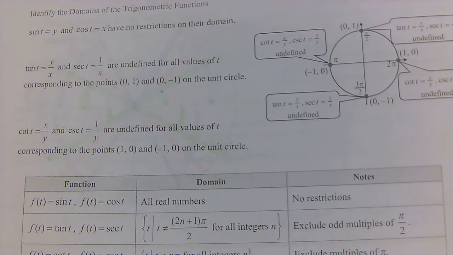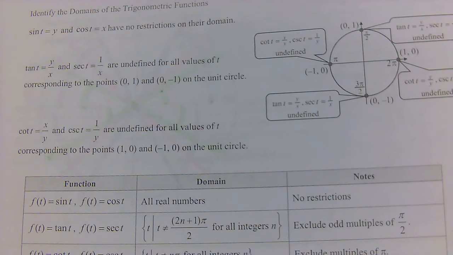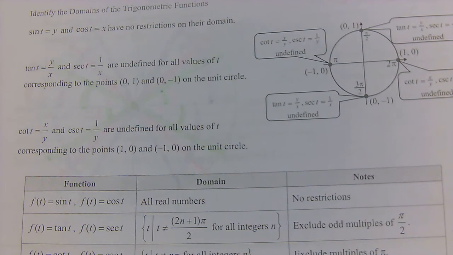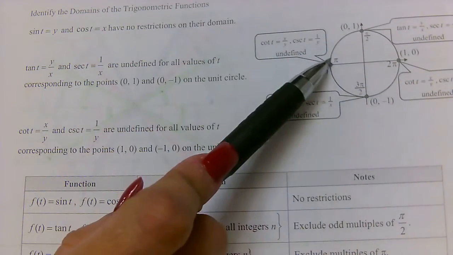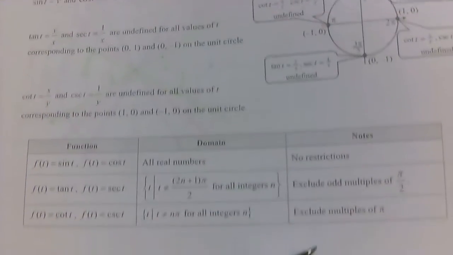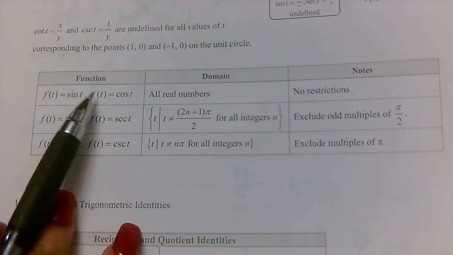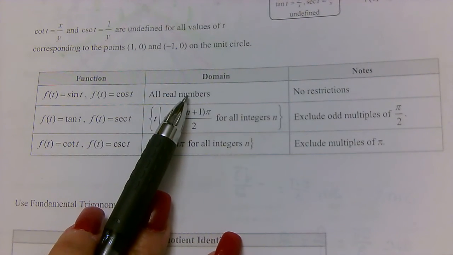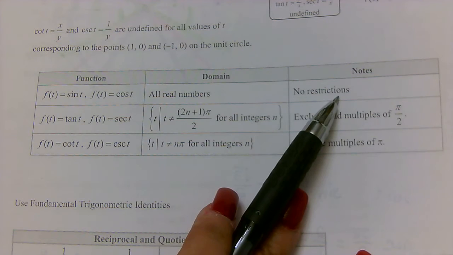When y is equal to 0, you're going to have undefined values for cotangent and cosecant. Okay, so you're going to have values for everything except when y is equal to 0 at this value here and this value here. Okay, that's what this is basically saying. Okay, so here, our domain, all real numbers, no restrictions.